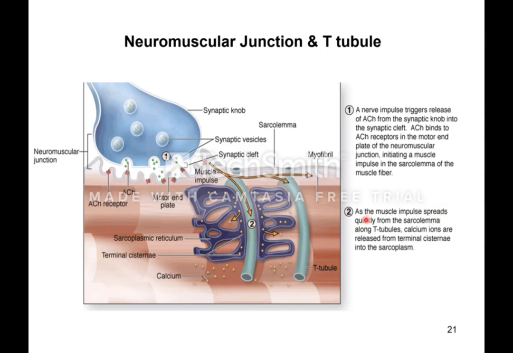spread quickly from the sarcolemma along the T tubule to other parts, and also calcium ions are released from the terminal cisterna, and finally the action potential is done in the muscle cell and contraction occurs in them.